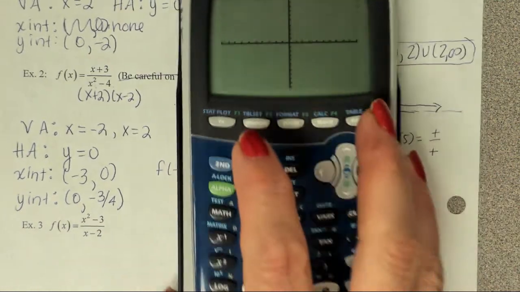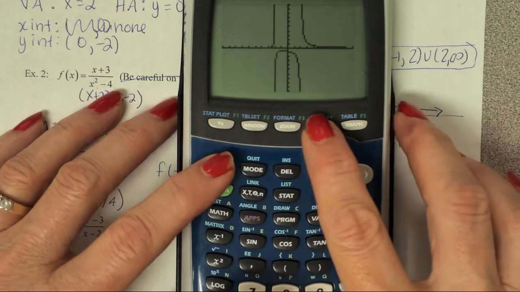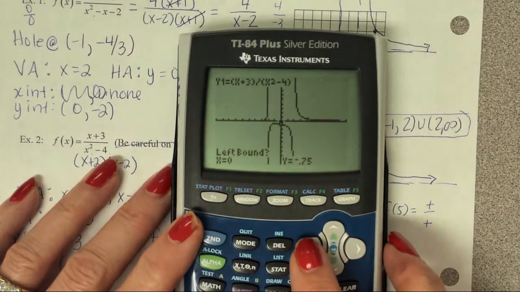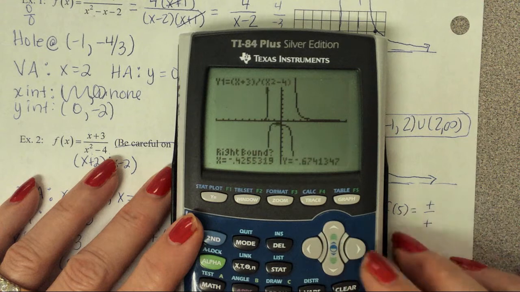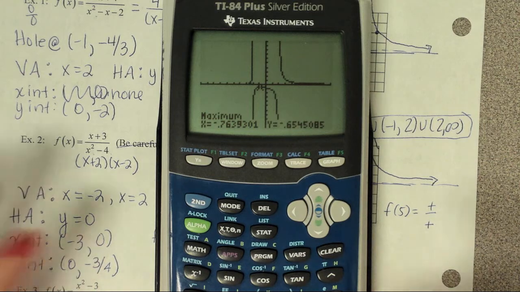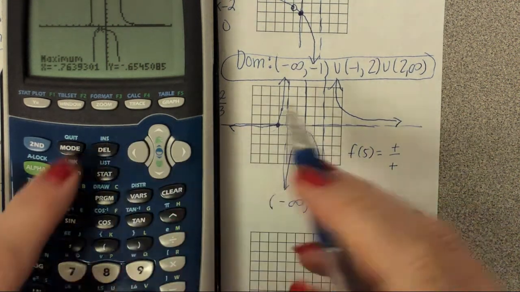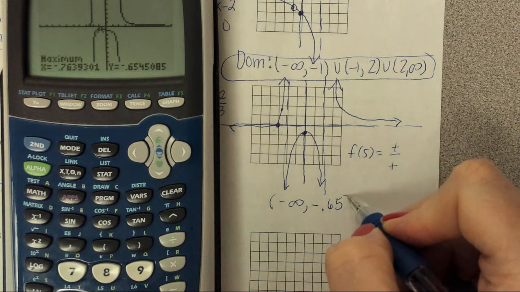Do you remember doing this? Let me show you something. So the maximum actually occurs right here. I'd have to do second trace, calculate a maximum, and I'd have to go to the left of it, right there. And then I'd have to go to the right of it, right here. Okay, and so here's what it says my maximum is. But watch, here's where we ran into trouble. So we said, okay, so our range is going to be from negative infinity up to negative 0.65 inclusive.